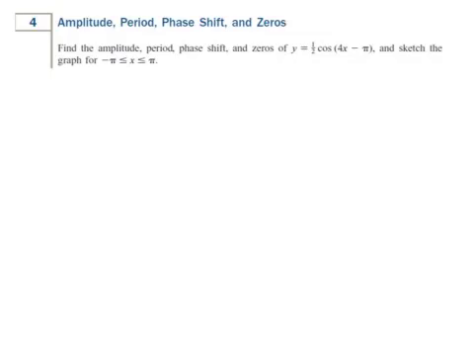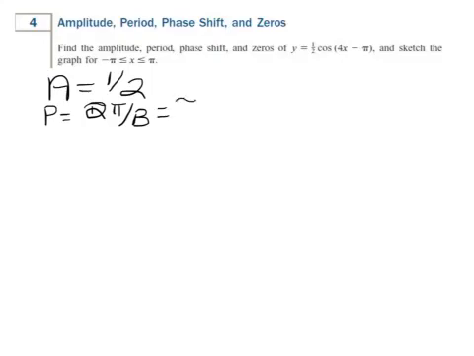All right, so going on to this next problem, we've got y equals 1/2 cosine of 4x minus pi, and they're going to want us to sketch this. So the first thing I'm going to do is find the amplitude, and the amplitude is simple, it's 1/2. I need to find the period, so to find the period we go 2 pi over b, and b is 4, so 2 pi over 4. And so the period is equal to pi over 2.